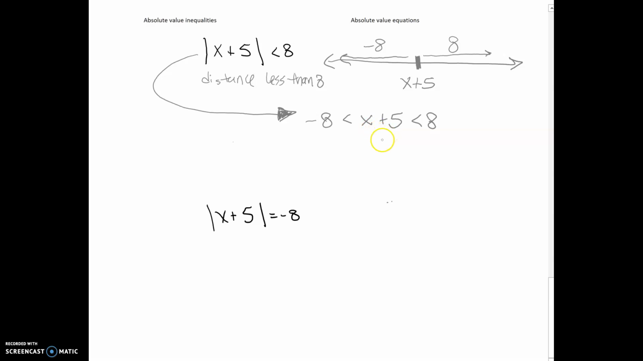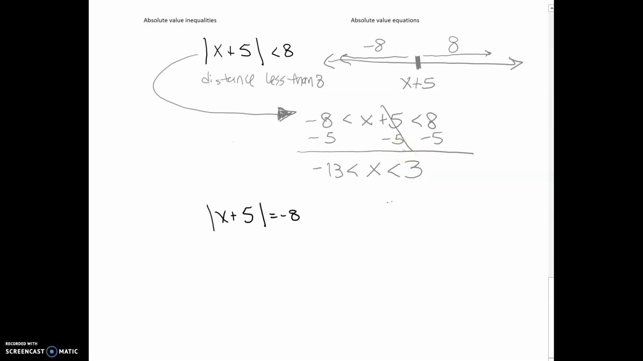Now, to get x by itself, we subtract 5 here from the center. And if you recall, we're going to subtract it from the left and the right-hand side, because this is really two inequalities at once. We're solving two problems at one time. So I'll get rid of that. We get negative 13 is less than x, which is less than 3.